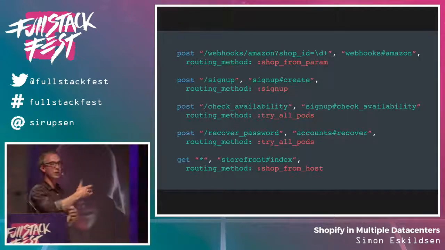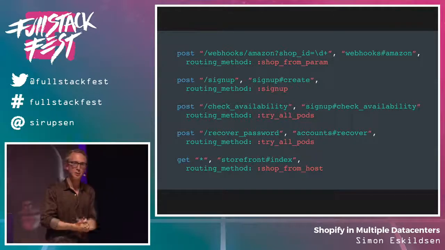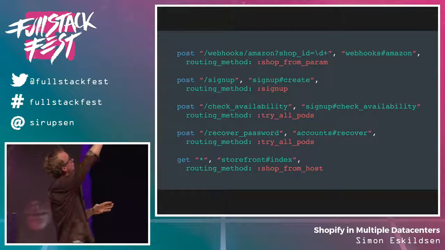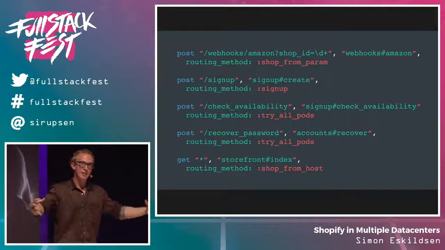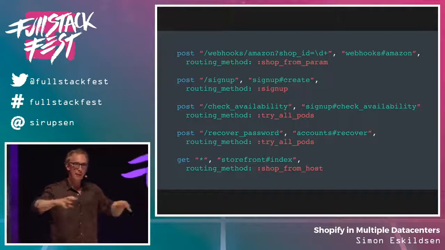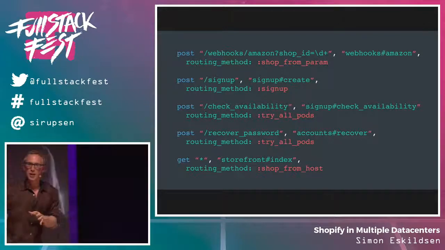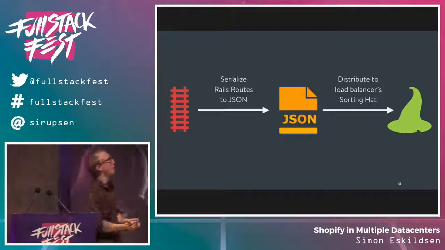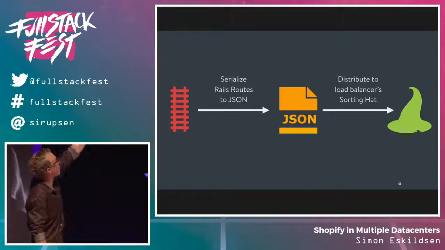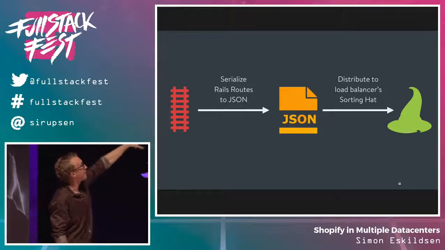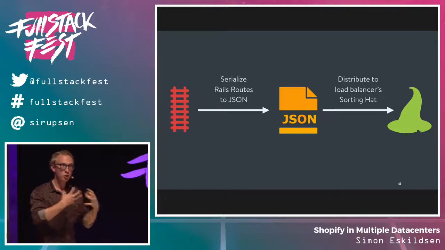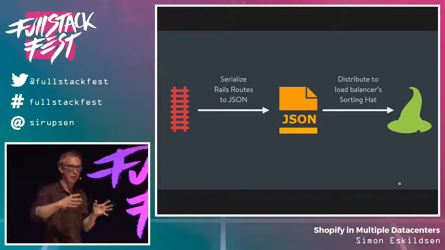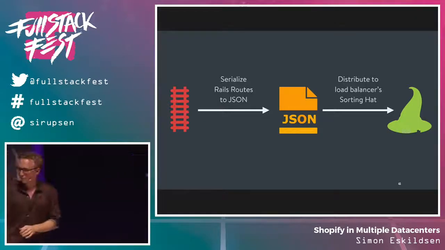And so somehow we needed to teach the load balancer about all these Rails routes. So what we did was we parsed this entire AST that the Rails routes generate and made it into JSON that our sorting hat Lua module could read. So it looks something like this. The Rails routes are serialized into JSON, and the JSON is then read and interpreted by sorting hat. Sorting hat being this module that sees a request and routes it to the appropriate data center.